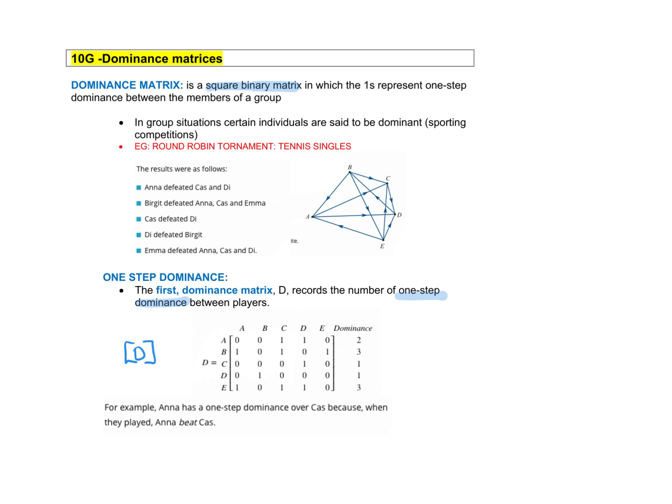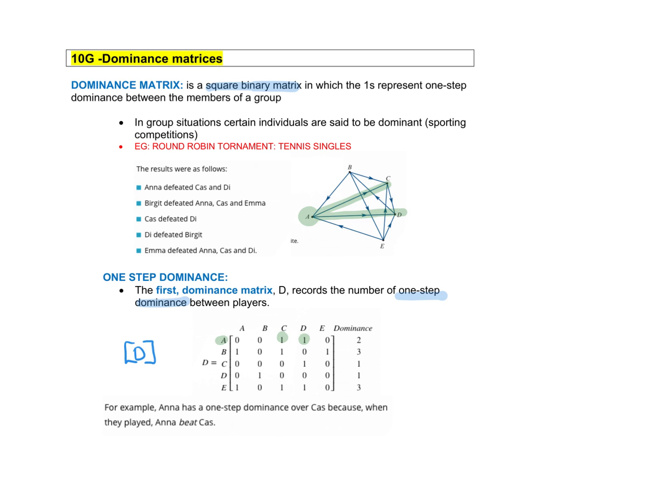So if you have a look at this, we're setting up this dominance matrix. They've got a round robin here with the tennis. If we just look at A, if you look at the arrows, A can beat C and A can also beat D, and that was the only two. So if you go along the A row here, you can see there's a 1 on C and D, and there's a 0 everywhere else.